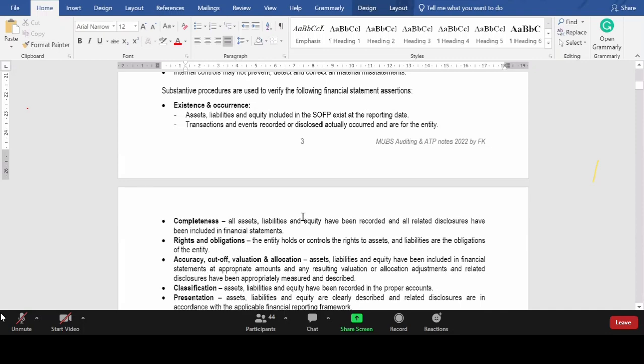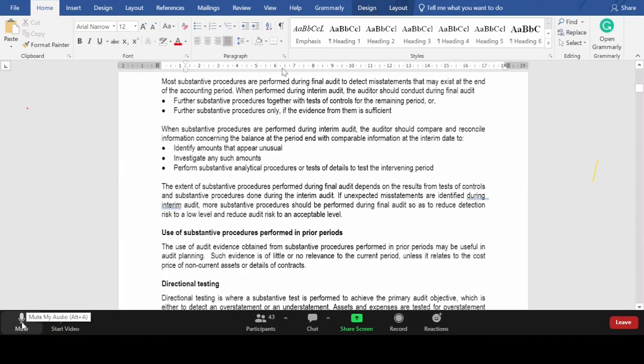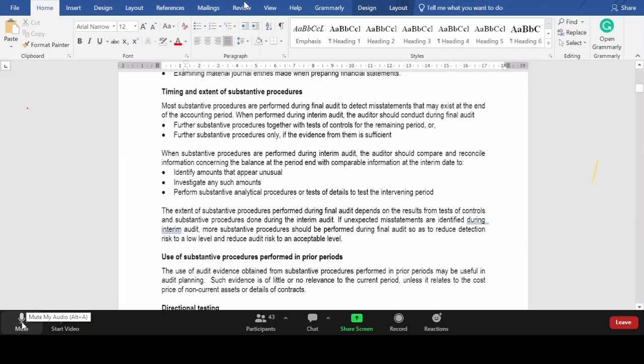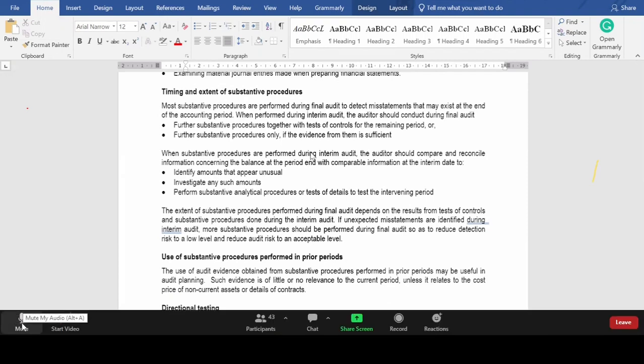You remember that? Now, away from that, when do we perform substantive procedures? We said we use them to audit financial statements. Now, we perform them normally in the final audit.